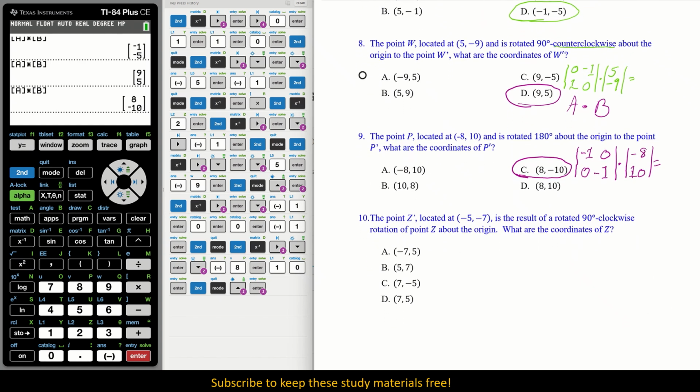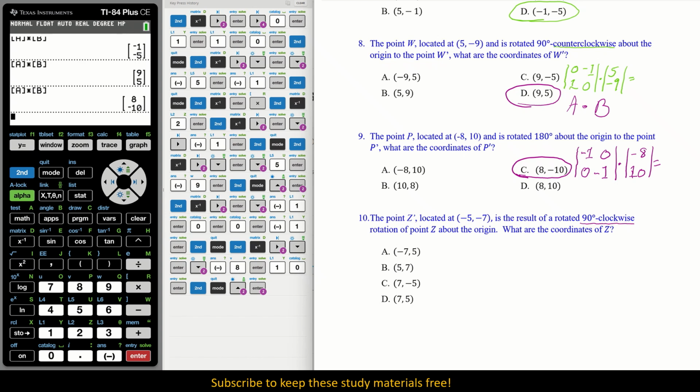Okay. So let's look at number 10. The point Z prime located at -5, -7 is the result of a 90-degree clockwise rotation of point Z about the origin. What are the coordinates of Z? Well, that's not too bad.